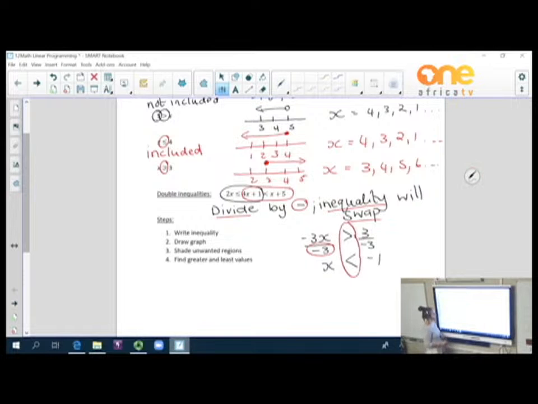So grade 12s, here are some steps that you can use when you do your homework. First of all, you will start with writing your inequality. That, for example, will look like that, or it will only be one inequality. You will draw your graph, except if the question states otherwise you will need to shade the unwanted region, and then you can find your values depending on what your question asks.